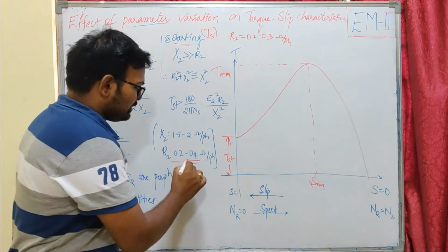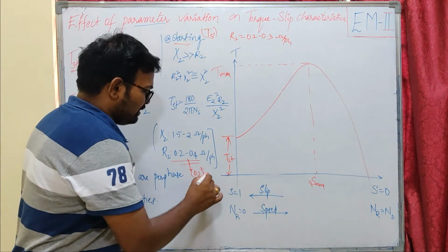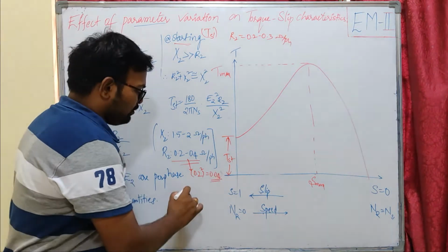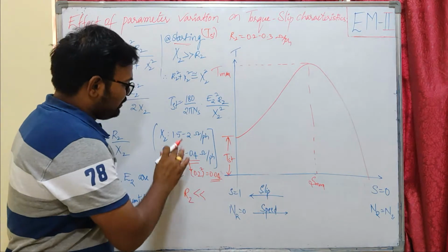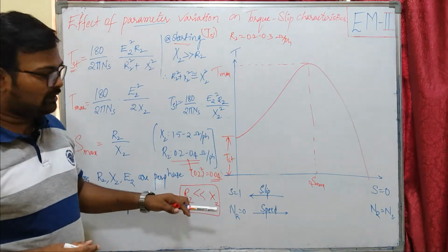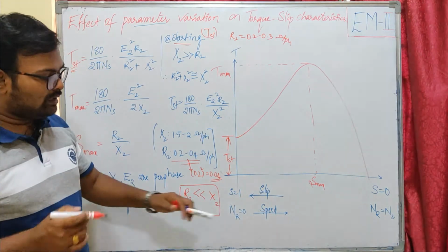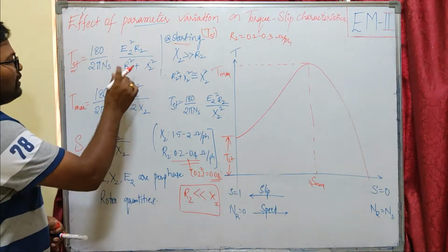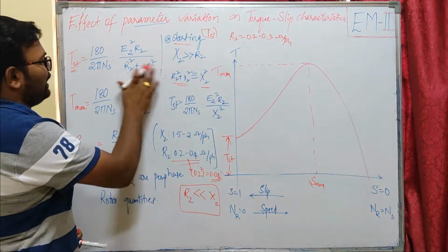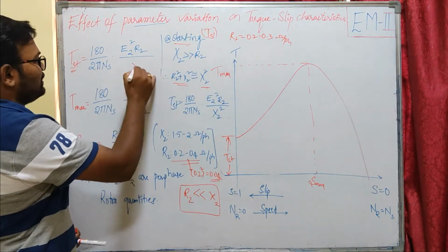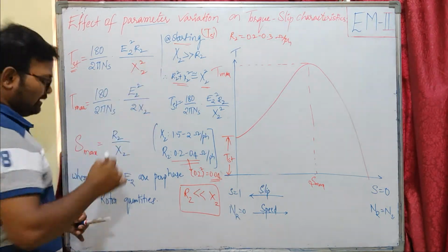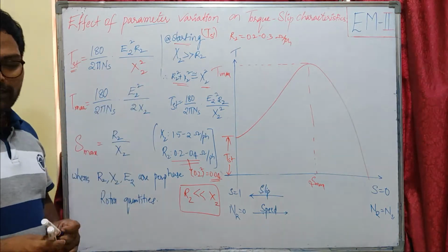If you square 0.2, it equals 0.04. That means our R2 is very small compared to our X2. The value of rotor resistance at the time of starting is very small compared to our rotor leakage reactance. So I can remove the R2 square component because it is very little, and replace the entire denominator with X2 square.